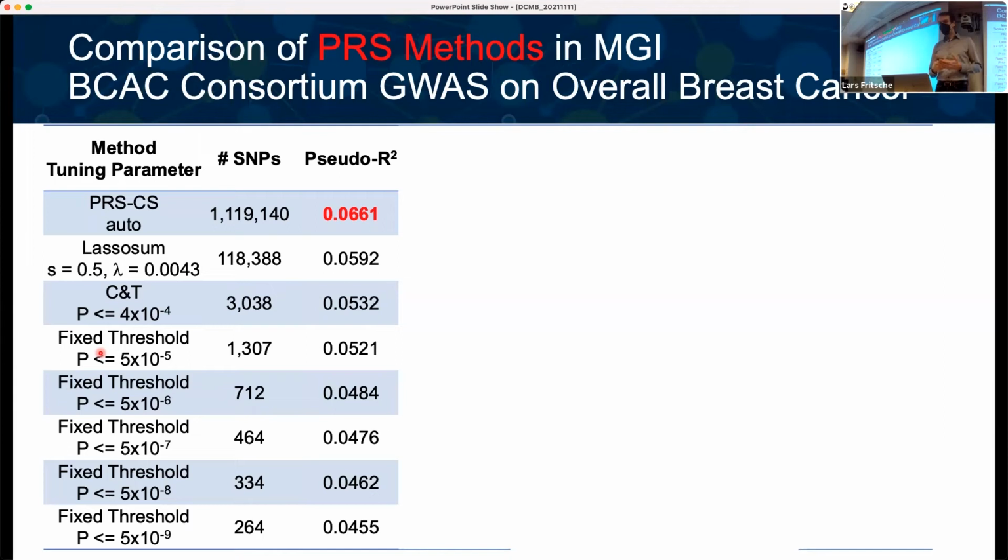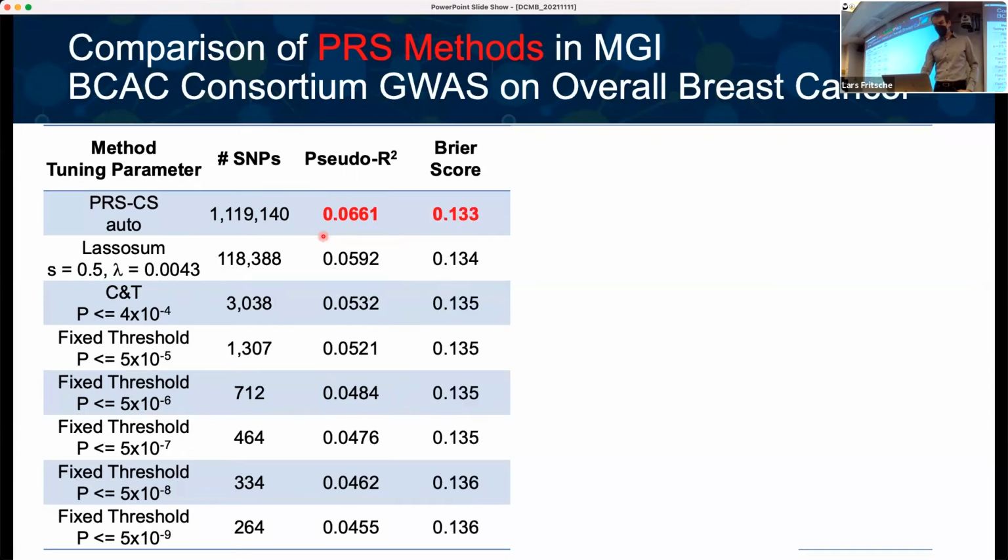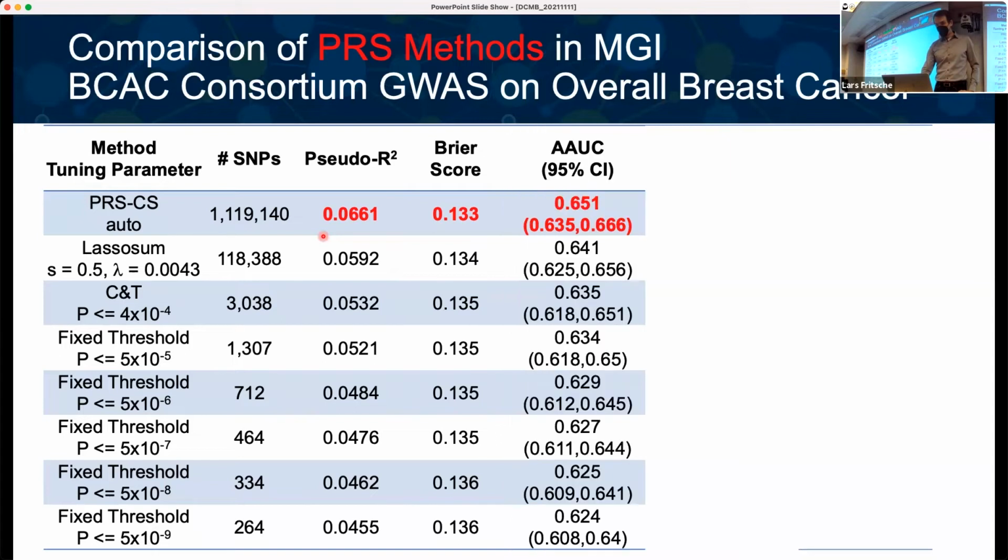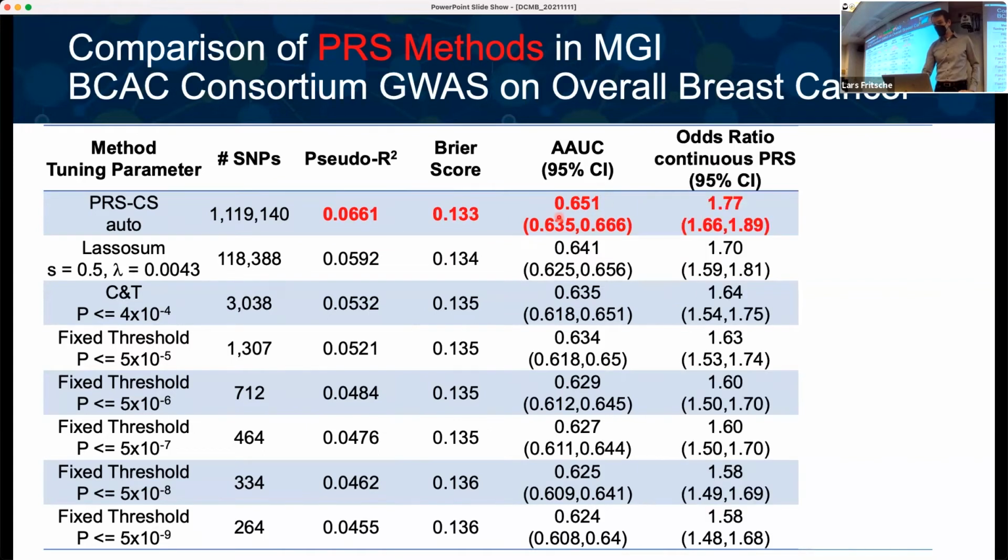And one of the reasons is that we also found PRS-CS works very well for many other traits. That is, PRS-CS seems to work very well with different kinds of genetic architectures and adapts to the phenotype and GWAS summary statistics, and usually that helps with the performance. Also, PRS-CS had the highest accuracy. Here, the smaller the better, and the discrimination was also better than the others. And the association strength itself, so the continuous PRS, per one standard deviation, was also the highest here.